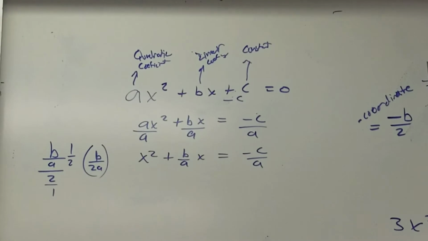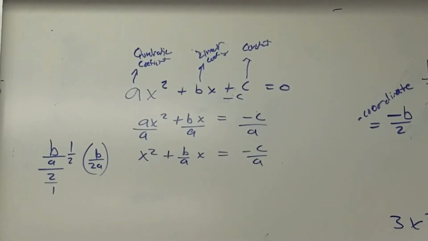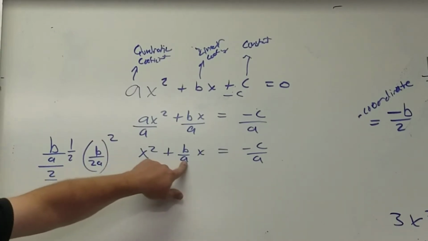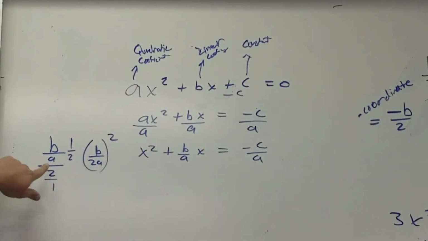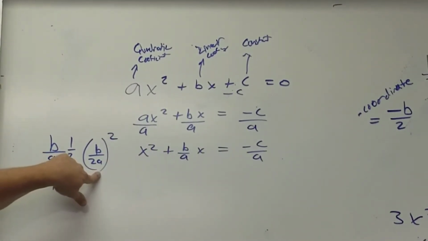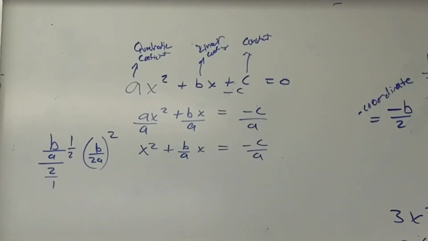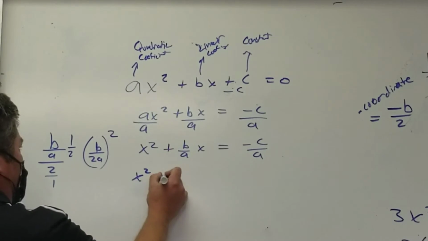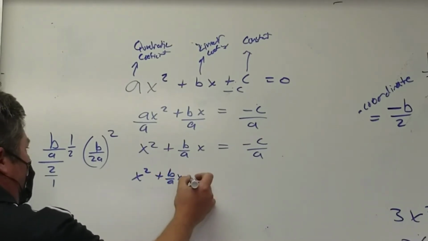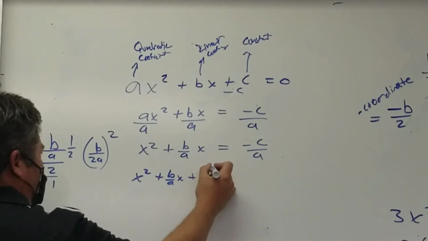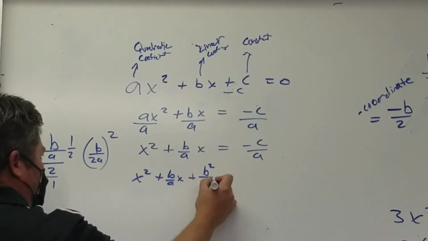we going to do with that? Square it. This is completing the square. You take the linear coefficient, number in front of the x, take half of it, and square it. Okay, that's how we complete the square. So I have x squared plus b over a x plus b squared over 4a squared.